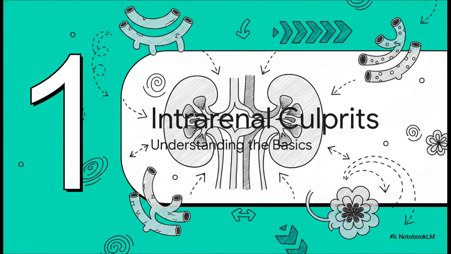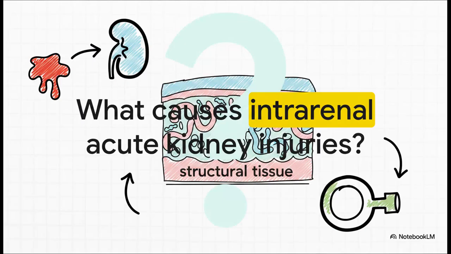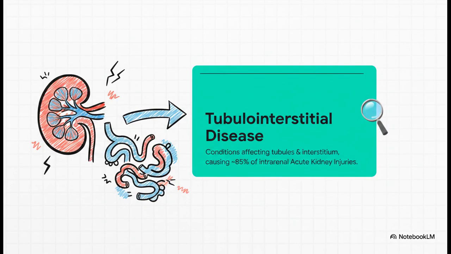All right, part 1, the intrarenal culprits. To start, we really have to ask ourselves, what exactly causes an acute kidney injury from the inside out? You know the pre-renal and post-renal causes of AKI, right? But what happens when the actual structural tissue of the kidney itself is the primary problem? The answer? Tubulointerstitial diseases. These conditions damage the deep, microscopic plumbing of our kidneys. And get this, they're responsible for a massive 85% of all intrarenal acute kidney injuries.